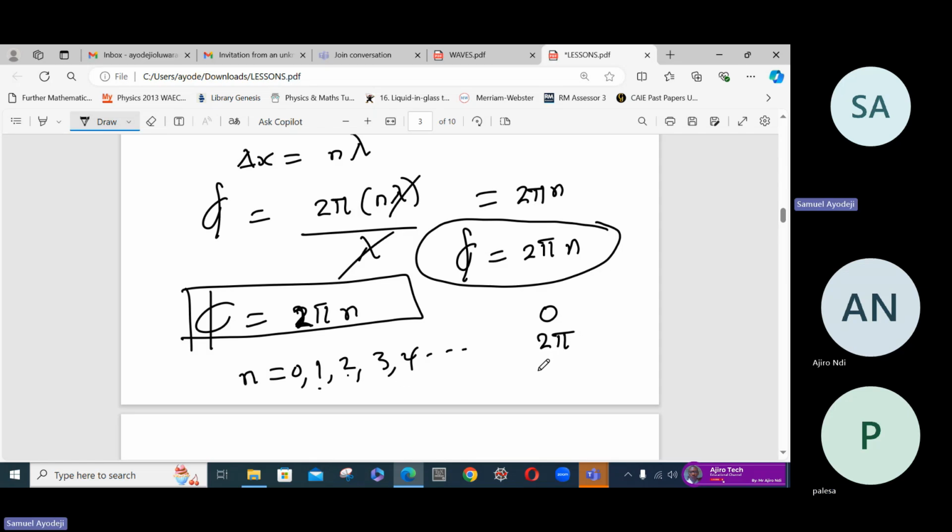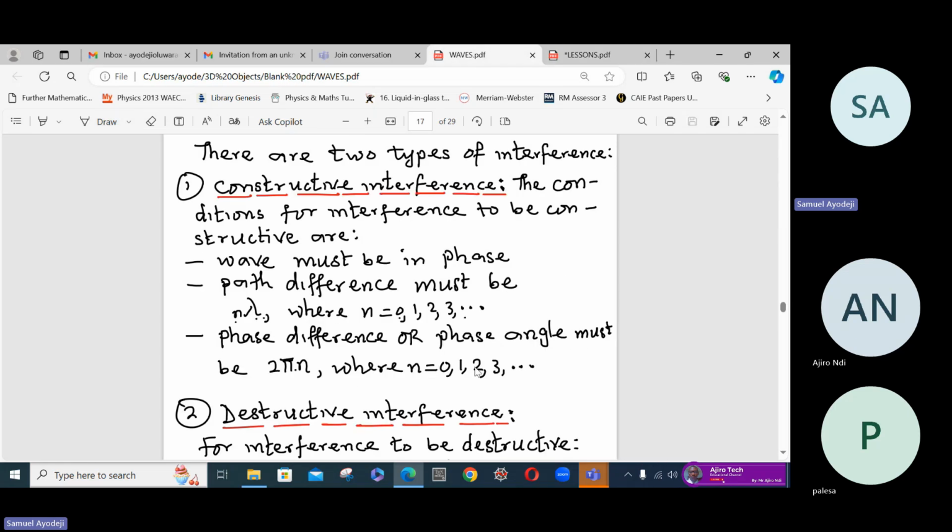What is the next one? 4 pi. And that's how it works. So these are called phase angle or phase difference. So when you have 0, 2 pi, 4 pi, and so on, we call it constructive interference. These are the things that must be in place before we can form constructive interference.